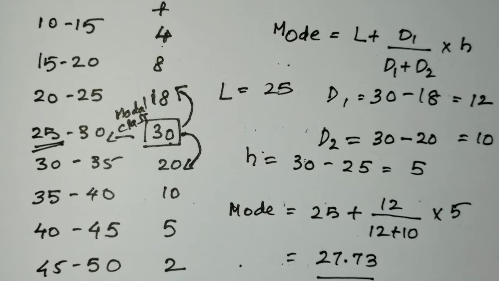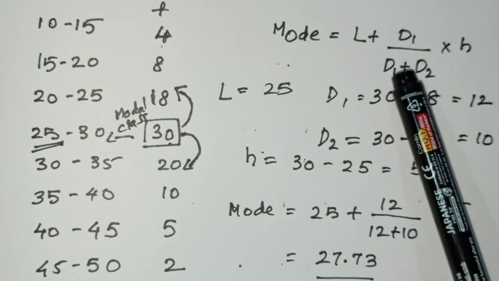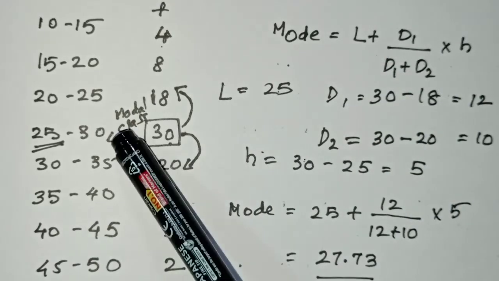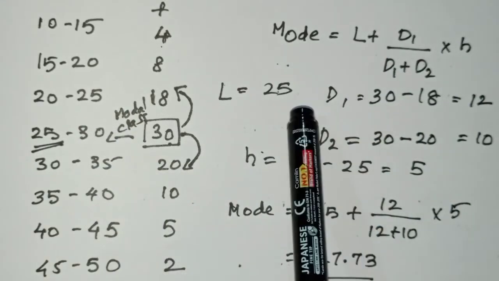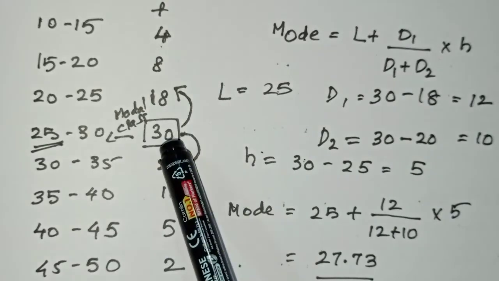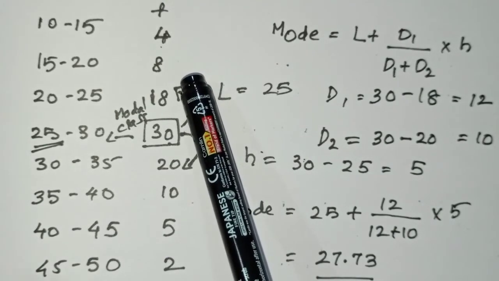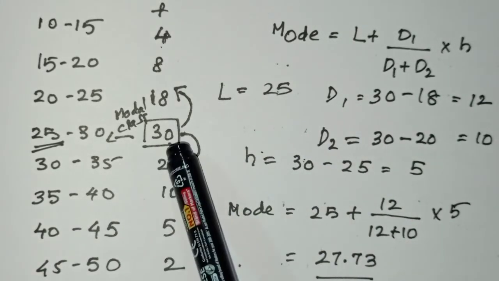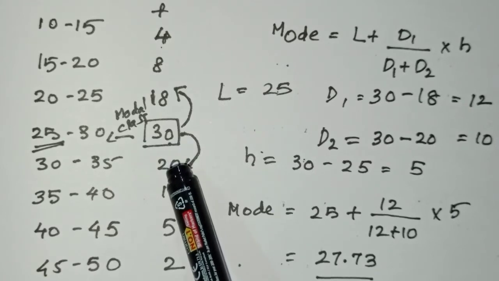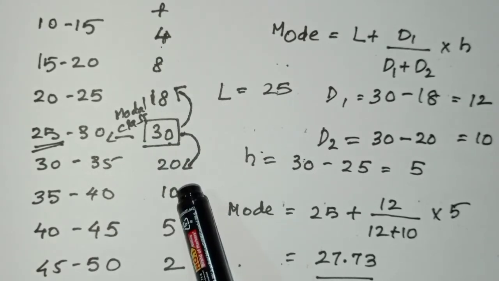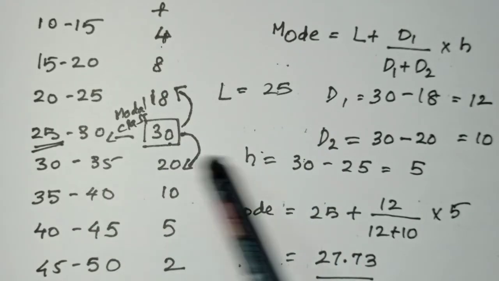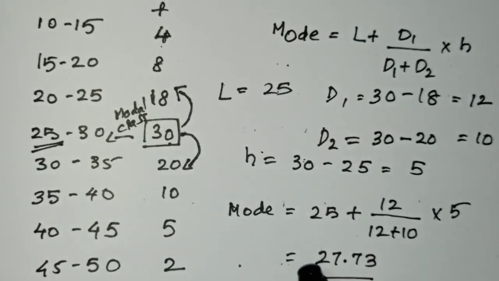So I hope you understood how to calculate mode. For mode, there is a formula, L plus D1 divided by D1 plus D2 into H. I'm just revising it. L means lower limit of the modal class. So here it is 25, we have written here. D1 means difference between the frequency of the modal class and the frequency preceding the modal class. So 30 minus 18, that is 12. D2 here is the difference between the frequency of the modal class and the frequency succeeding it. So that is 30 minus 20. Then H means difference between the class distribution. We have written that here, substitute it in the formula and you will get the answer.